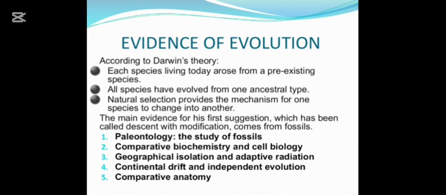Now, the main evidences of his suggestion were paleontology, comparative biochemistry and cell biology, geographical isolation and adaptive radiation, continental drift and independent evolution, and then comparative anatomy. We're going to look at all of these in detail. So it's going to be a very profound, comprehensive video. For those who enjoy such videos, please continue. We're going to explain everything in detail.